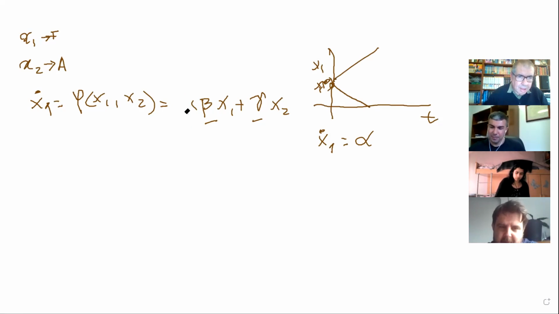Then we have beta. What is the effect of beta? So beta x1. What does it mean? If beta is positive, it will grow exponentially. So if beta is positive, x1 grows. Does it make sense? You have the army, and you do nothing, and the army is growing.